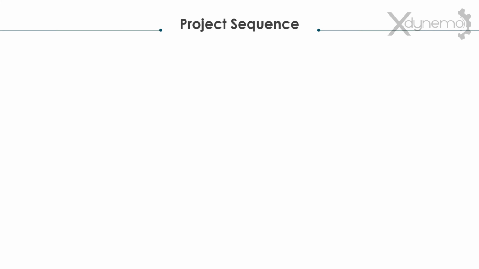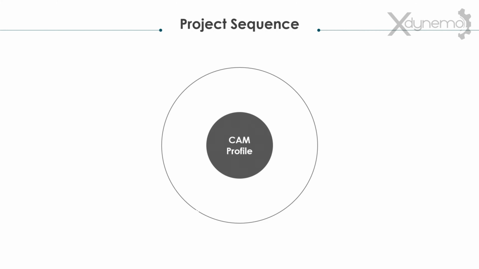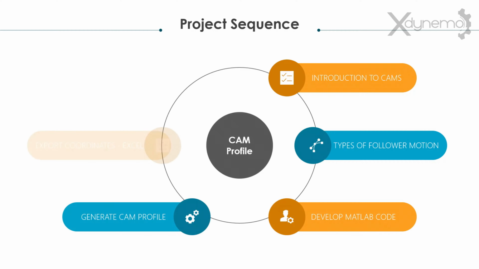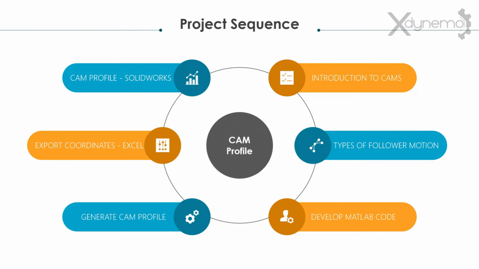Let us have a look at the sequence through which we proceed in this project. First, we will go through introduction to CAMs. Then we will discuss types of follower motion. Then we will develop MATLAB code to generate the CAM profile. The coordinates of the CAM profile are exported to an Excel sheet. These coordinates are used to create three-dimensional CAM profile model in SolidWorks.